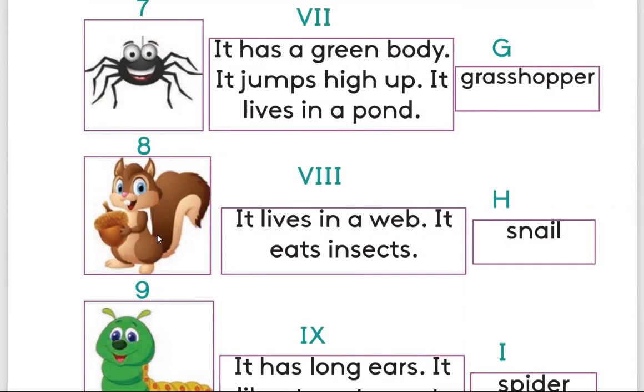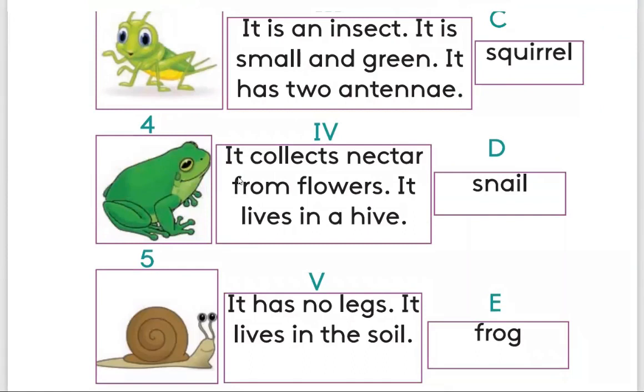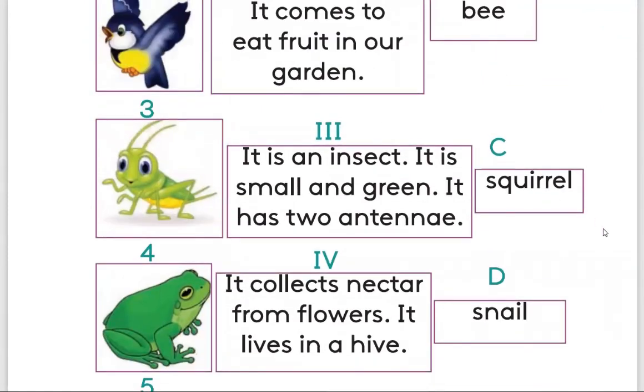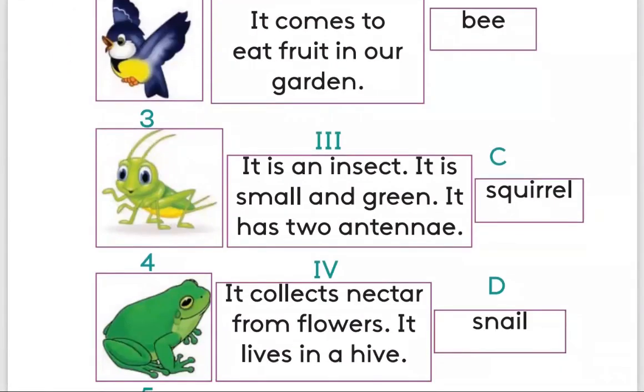Yes, you know those three lines on its back. And it comes to eat fruits in our garden. Every time you can see this squirrel in your garden, early morning, every day we can see squirrel. What is the word? Where is the word squirrel? Here, see, squirrel, S-Q-U-I-R-R-E-L, squirrel, right. The next one, third one, come on.